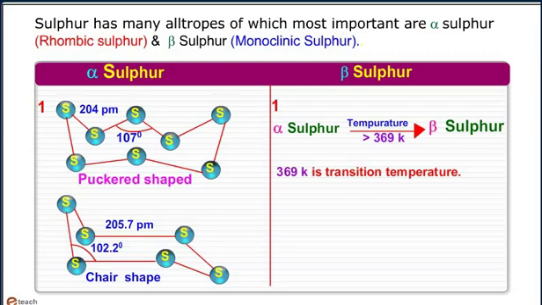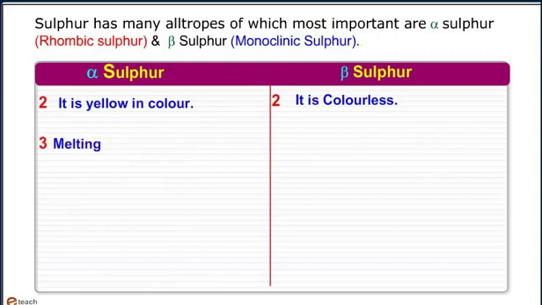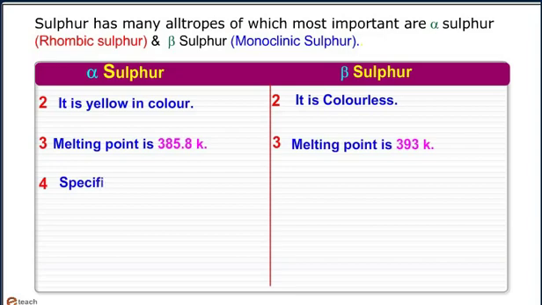369 Kelvin is the transition temperature, at which you can go from one allotropic form to another. Alpha sulfur is yellow in color, while beta sulfur is colorless. The melting point of alpha sulfur is 385.8 Kelvin and that of beta sulfur is 393 Kelvin.